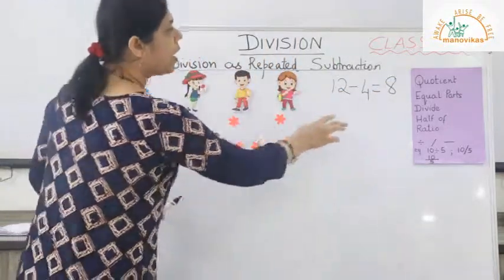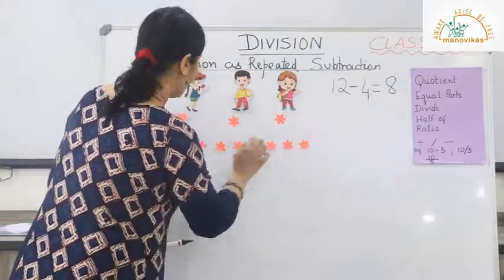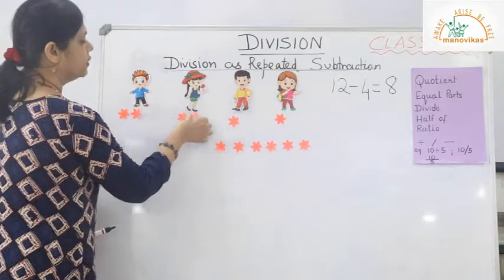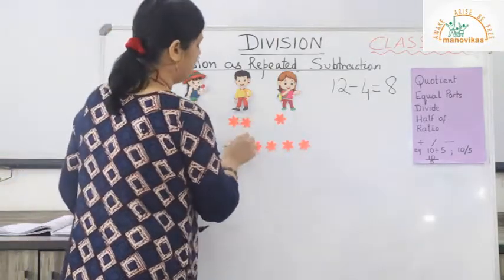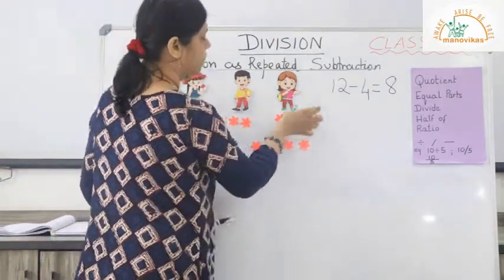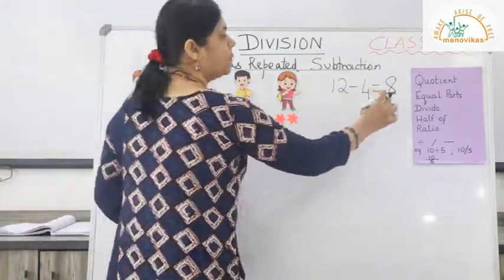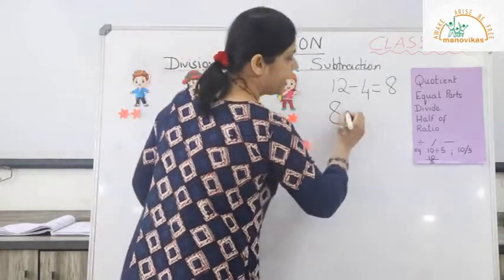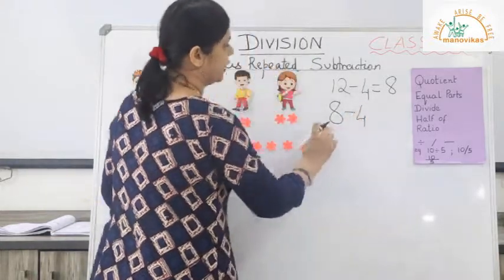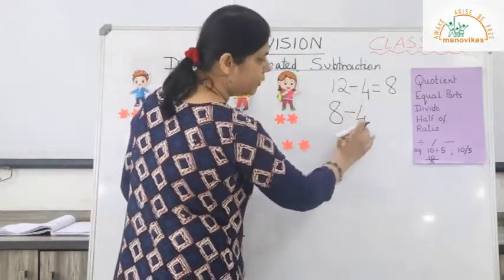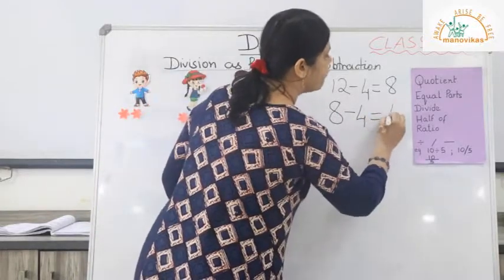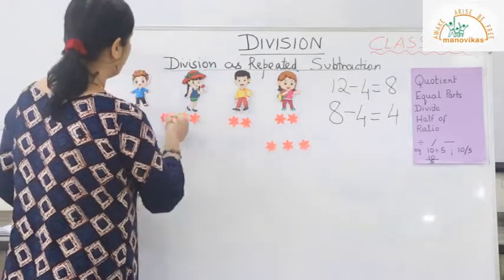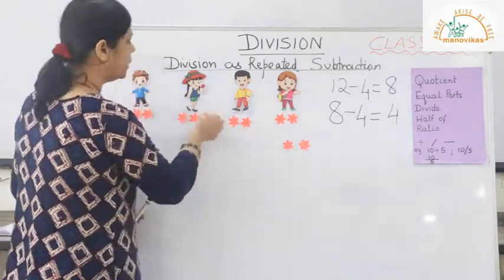So, now, out of these 8 flowers which are left, I will again give 1 to each. 1, and 1 more. So, out of these 8 flowers, I have again given 1 flower to each. That is, I have removed 4 flowers. So, how many flowers are left now? 4, right? Now, again let me distribute the remaining 4 equally.